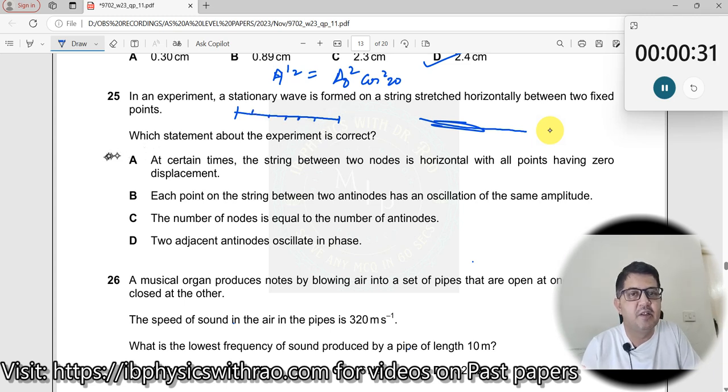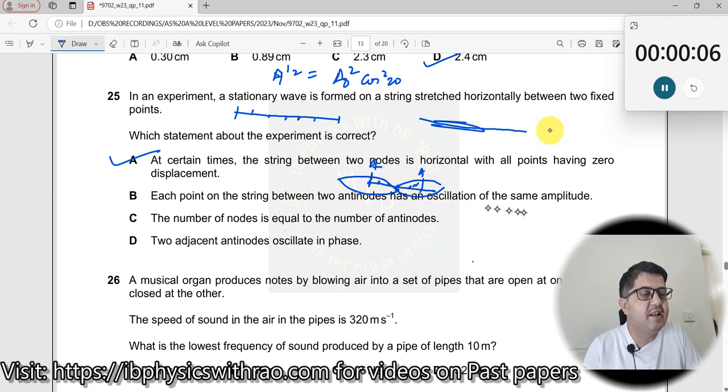This is possible. A is possible. Each point on the string between two antinodes has an oscillation of the same amplitude. What is two antinodes? This is one antinode, this is the other antinode. Each point on the string between any two antinodes over here is having different displacements. But what does it say? It says the same amplitude.